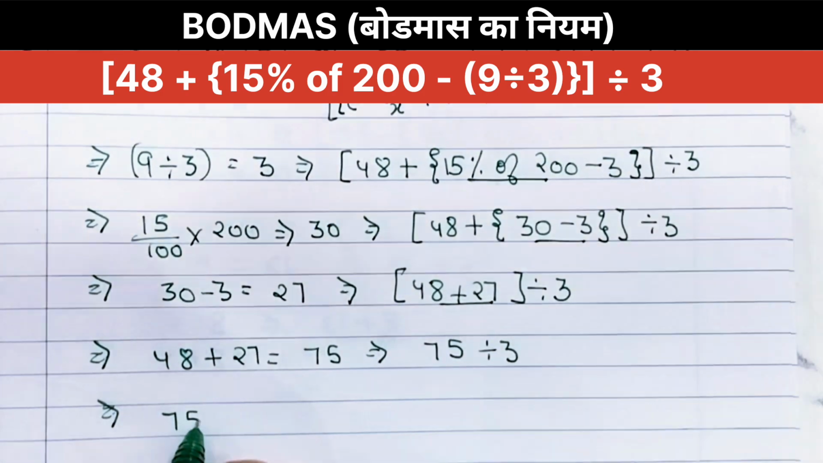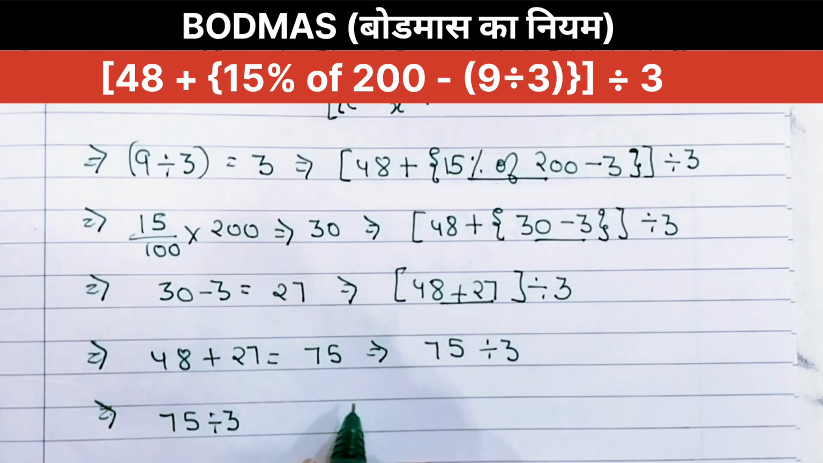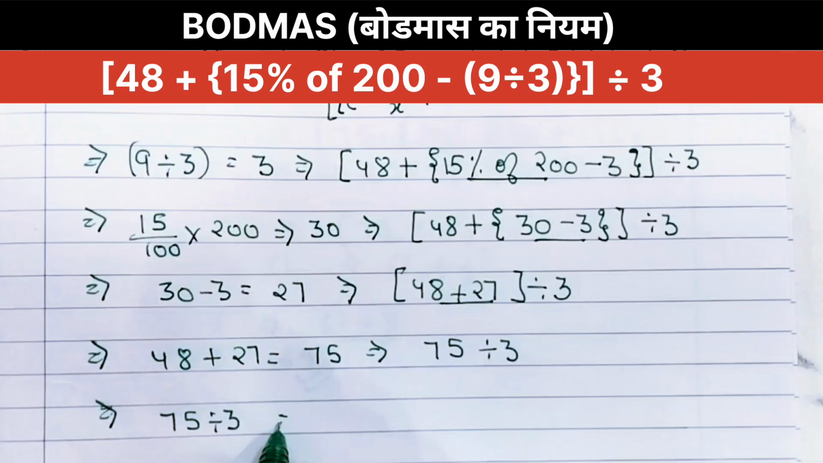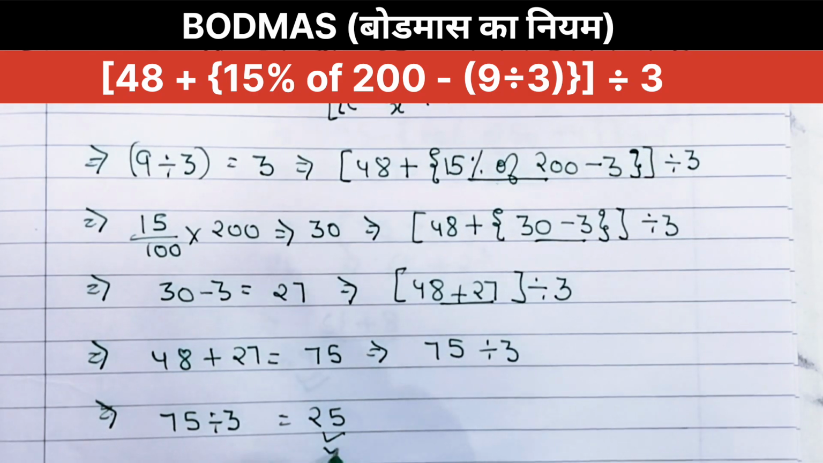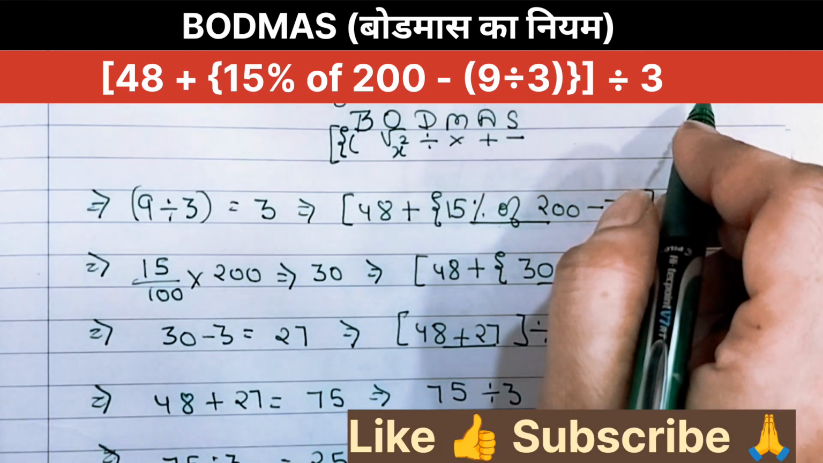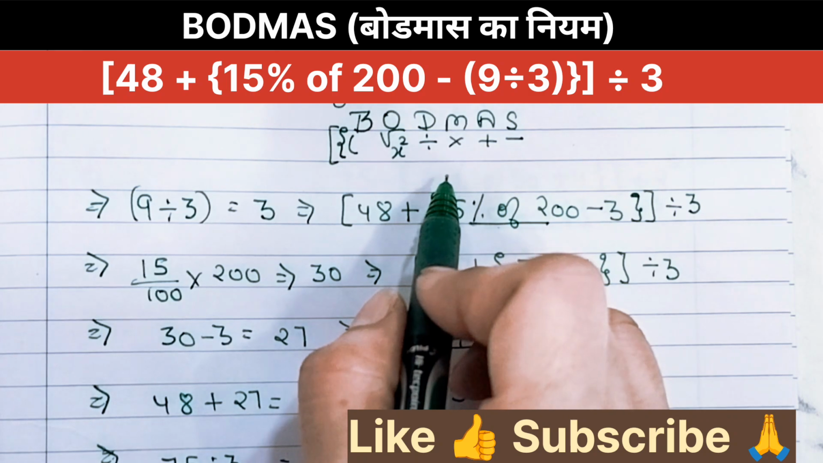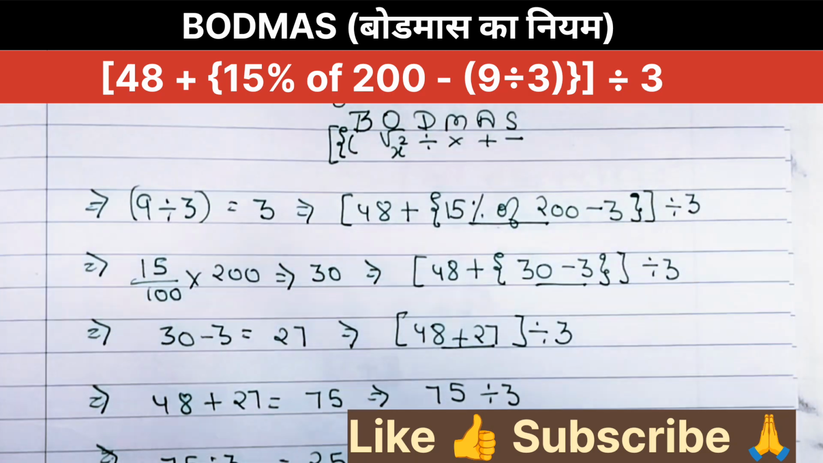Now 75 divided by 3, execute the final division outside the bracket and we'll get 25, which is the final result. So according to this expression, by using the BODMAS sequence, the final result is 25.